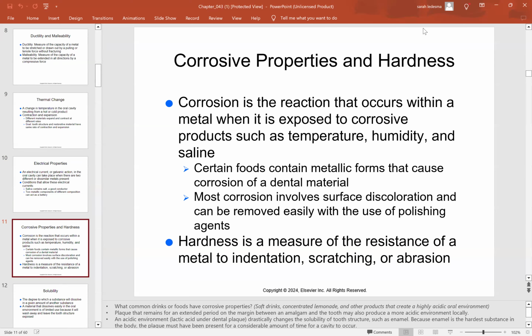Corrosion is a reaction that occurs within a metal when it's exposed to corrosive products such as temperature, humidity, and saline. Certain foods contain metallic forms that cause corrosion in our dental materials. Most corrosion involves surface discoloration, and we can remove this pretty easily with polishing, so we don't have to give any special home instructions or tell our patients to stay away from food. And hardness is the measure of resistance of a metal to indentation, scratching, or abrasion.